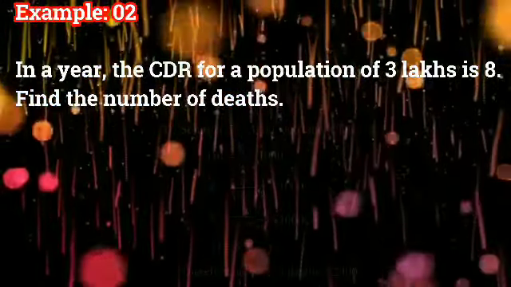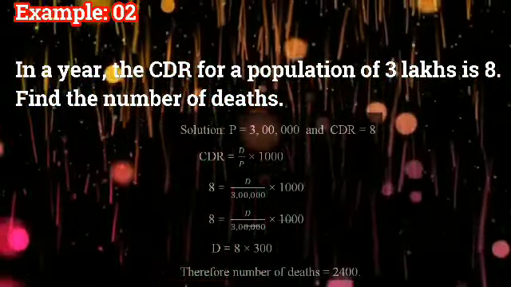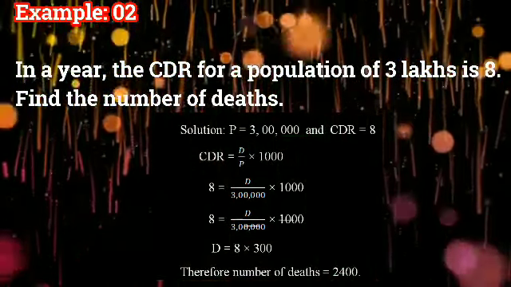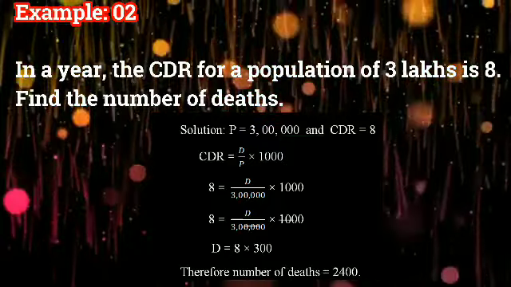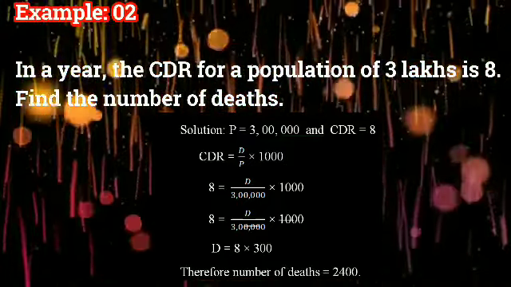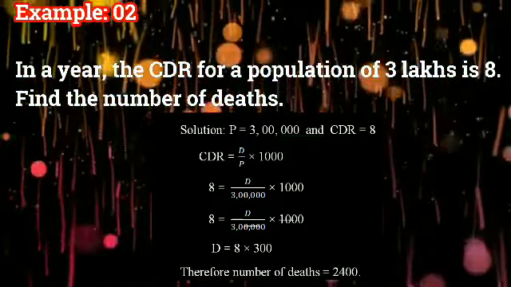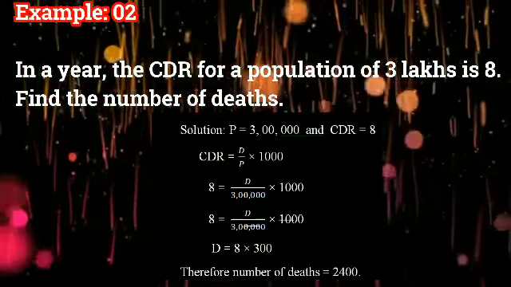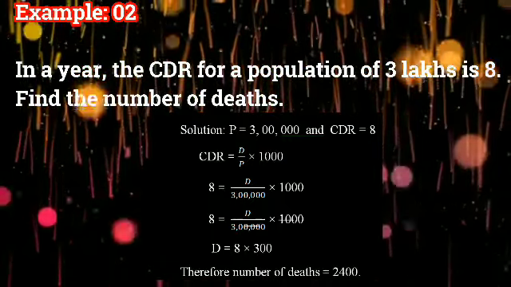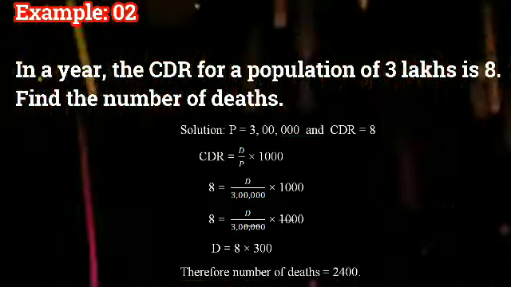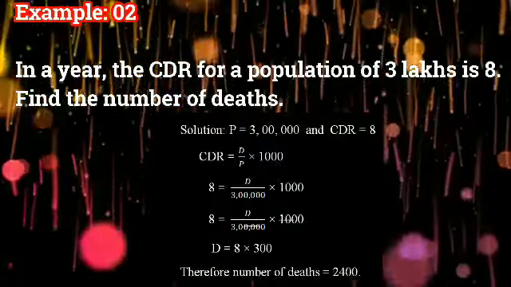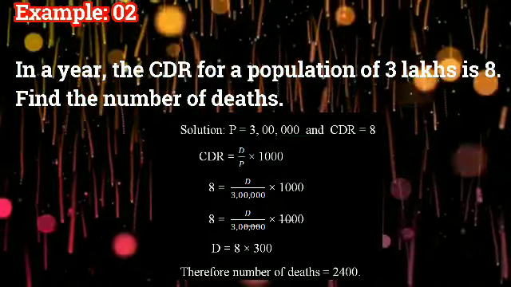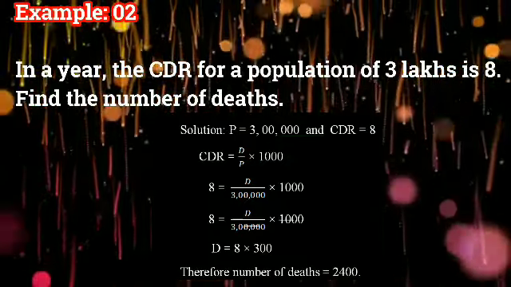In the second example, in a year, the CDR for a population of 3 lakhs is 8. Find the number of deaths. So solution. First write the given values. Here the CDR of a population is given. So the direct CDR value is given in the question. So CDR equal to 8, and for a population of 3 lakhs. So the population P equal to 3 lakhs and CDR equal to 8.